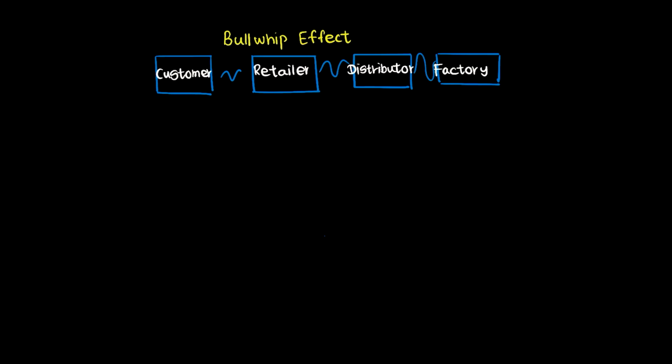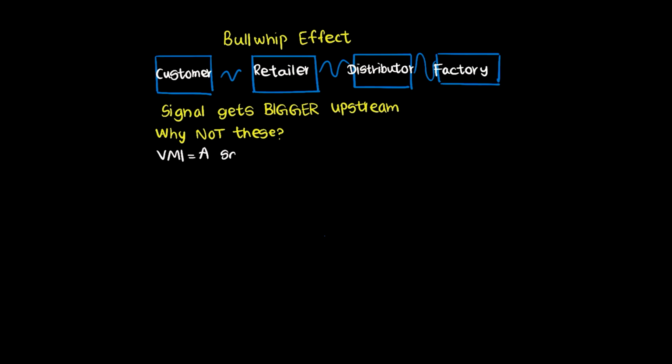Each stage amplifies the distortion. That is the bullwhip effect. Small fluctuations at the consumer end get progressively larger as they move upstream. Vendor-managed inventory is a strategy to fix this problem. The supplier monitors stock and replenishes it, which reduces overreaction. It is a solution, not the name of the problem.